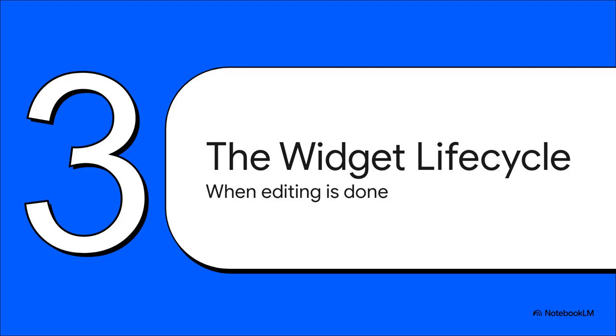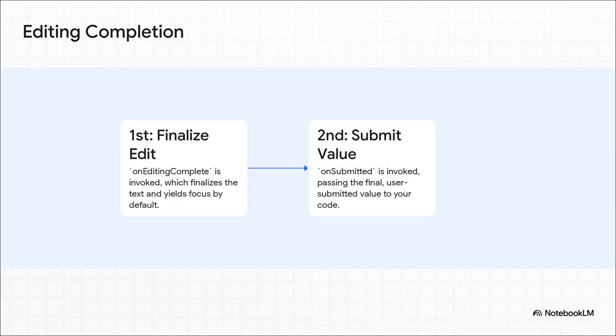All right, time to pull back the curtain and see what's happening under the hood. Understanding the sequence of events, the widget's life cycle, is absolutely key if you want to build predictable, bug-free UIs. So when a user hits that done or submit key on the keyboard, a very specific flow gets kicked off.